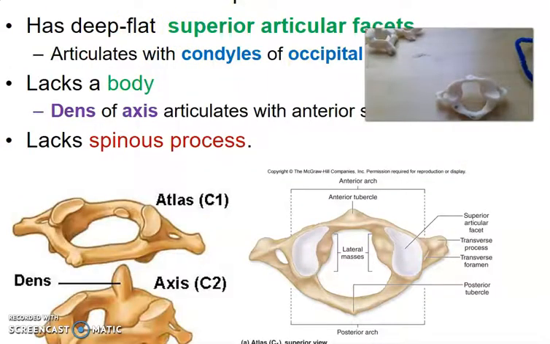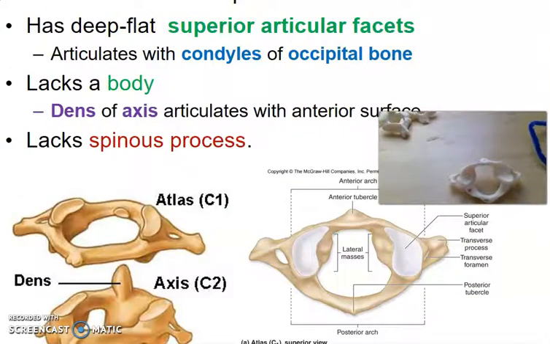So again, we talked about Atlas, the titan who holds up the sky. It has very deep, flat, superior articulating facets. So here you can see they're very large, they're very deep. And that's because it's articulating with the occipital condyles of the occipital bone. A lot of students get that wrong on the test, I'd say about a third of the class. The atlas articulates with the occipital bone at its condyles.